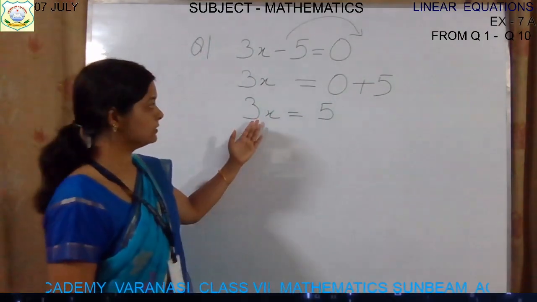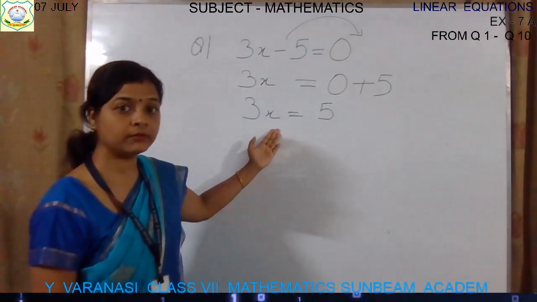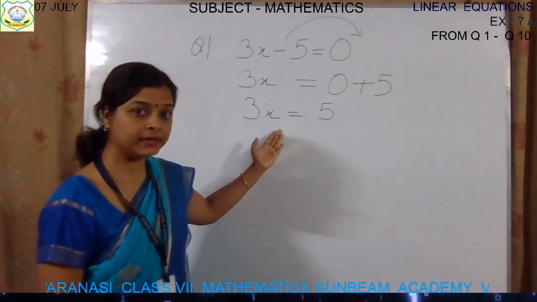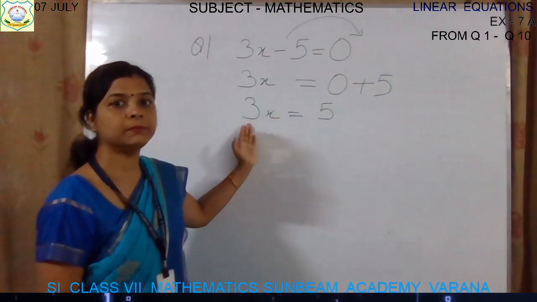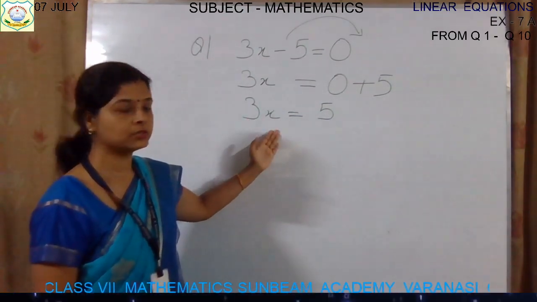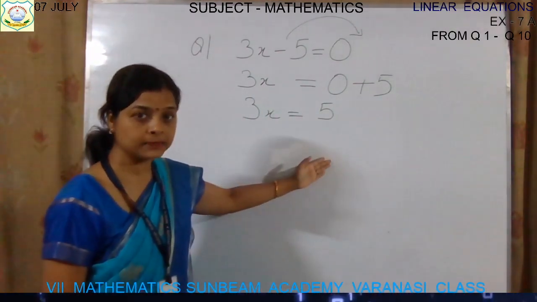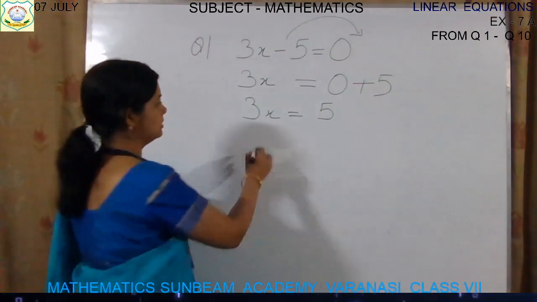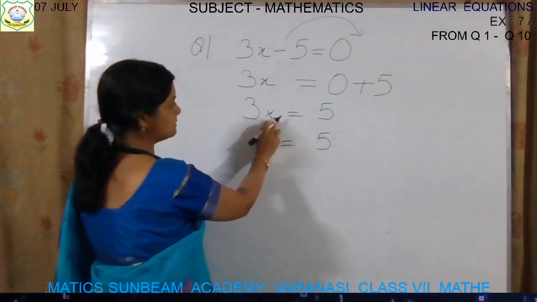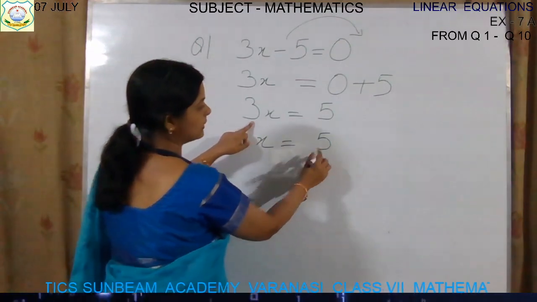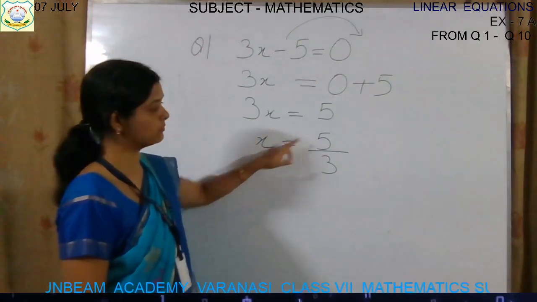Now you can see 3 is already attached with x, and we have to find the value of x. So we have to separate it. We have to make x alone. So how will we separate the 3? It is in multiplication. So when 3 is transposed to the other side, 3 will go for division. So x is equal to 5, which is already on the RHS, and now 3 will shift here and go for division. That's why the value of x is 5 by 3.